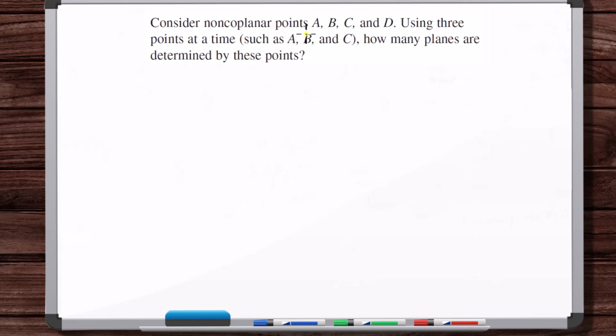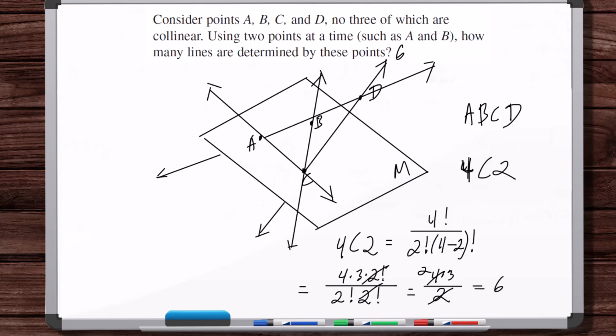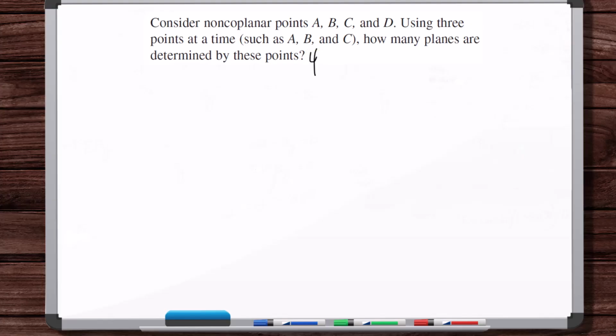Consider non-coplanar points A, B, C, and D using 3 points at a time, such as A, B, and C. How many planes are determined by these points? Okay, well, let's just come back here. They're asking the same setup here, but how many planes are determined by these 4 points? Well, we just answered that a few problems ago. We do 4 choose 3, and we get 4. So the answer to this is 4.